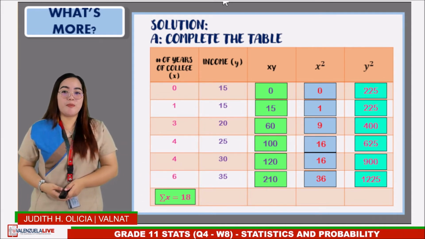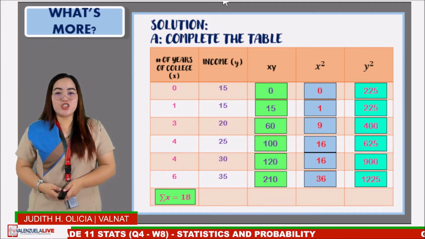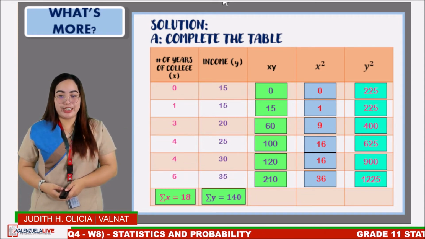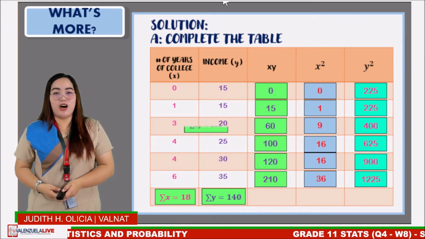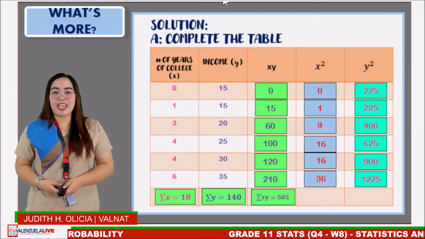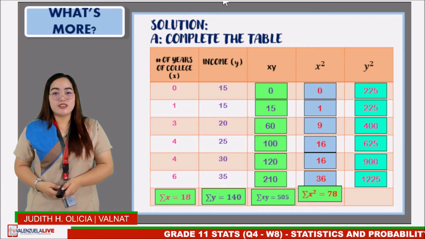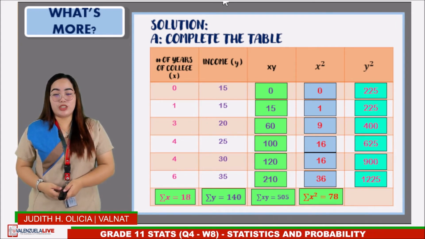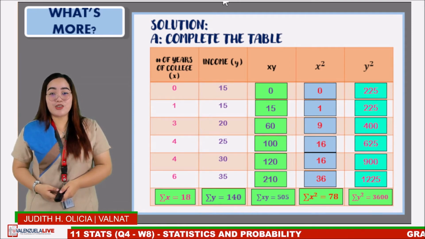So the last step is to get the summation of each column. For the summation of X, the total is 18. For the summation of Y, we have a total of 140. For the summation of XY, we have a total of 505. For the summation of X squared, we have a total of 78. For the summation of Y squared, we have a total of 3,600.